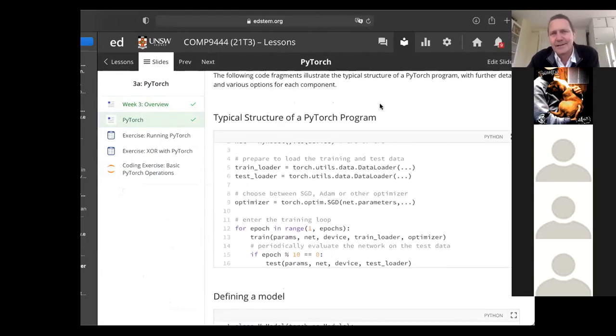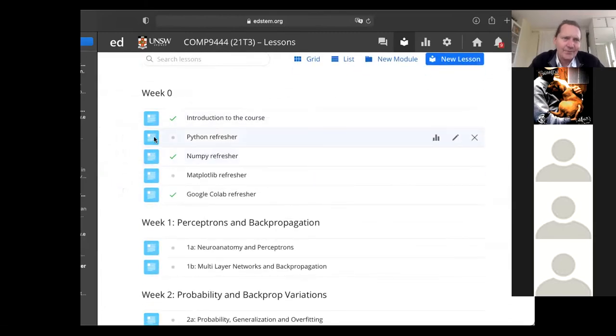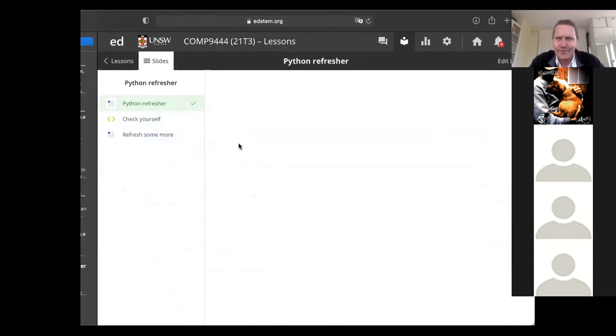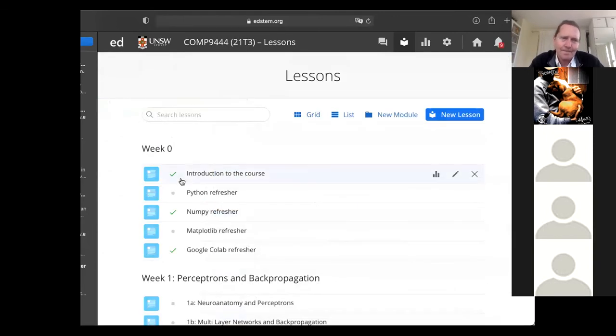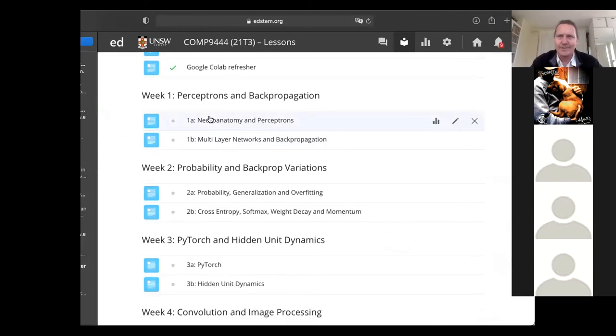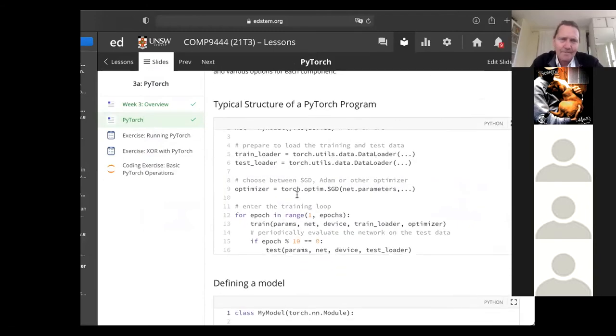That's the other thing. For this course, we assume that you've got some familiarity with Python. If you're a bit rusty with Python, you may like to brush up a bit. We've tried to provide a little bit of a Python refresher here in this week zero material. Have a look at that or some other Python resources if you want. But this is really focusing on PyTorch.